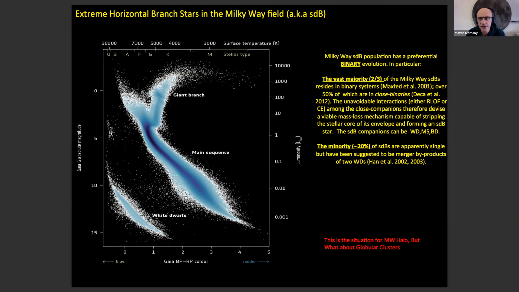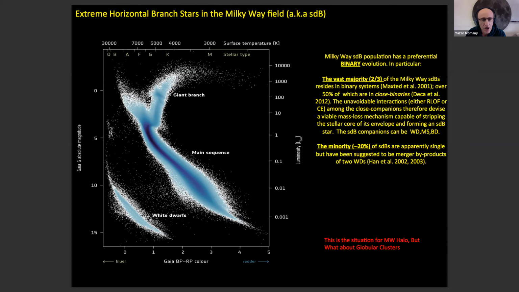Now, interestingly, if you talk about the Milky Way SDB stars, subdwarf B-type stars, they have a very straightforward solution for why they come to lose so much mass. And the answer is simply binarity. Up to two thirds of them, 70 to 80% of them, are binaries. So it is very easy to explain that a companion will trigger and accrete the material from the envelope of the EHB stars.